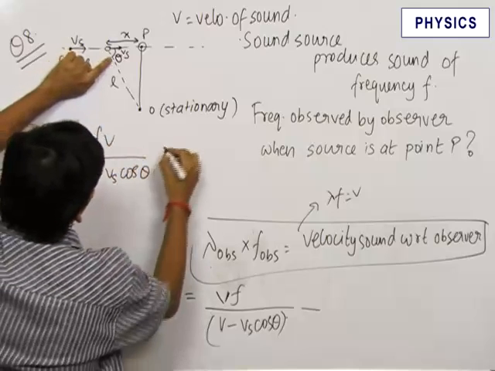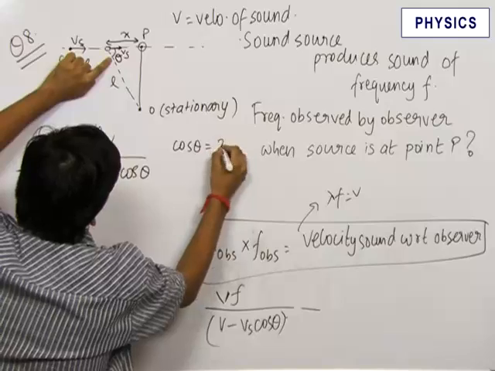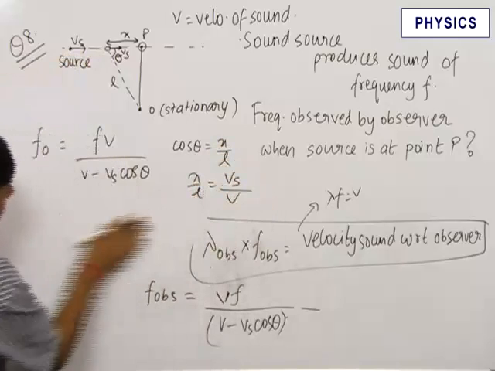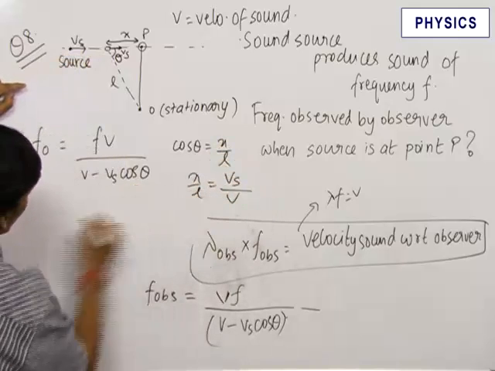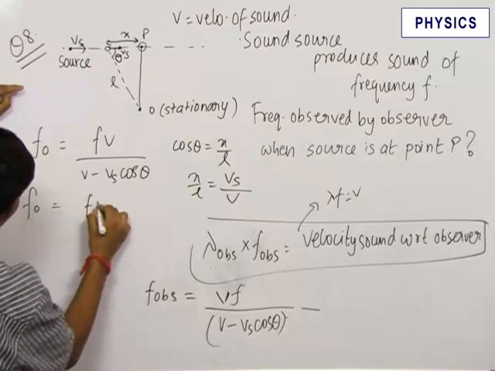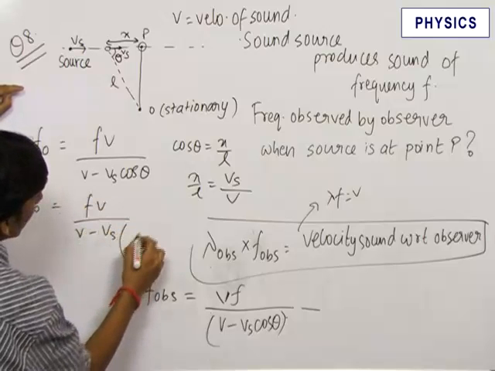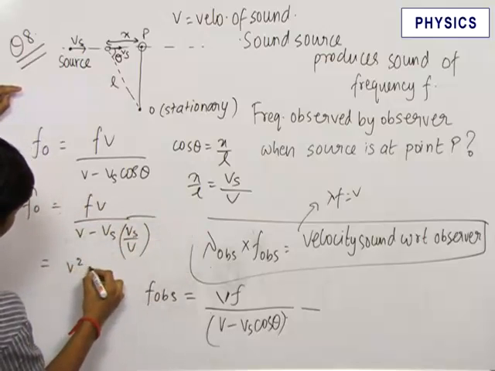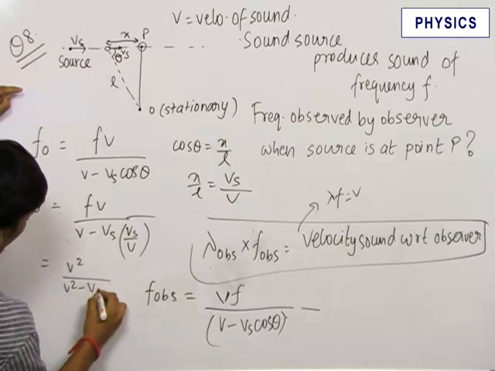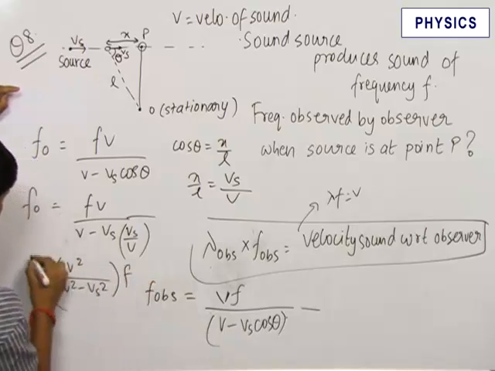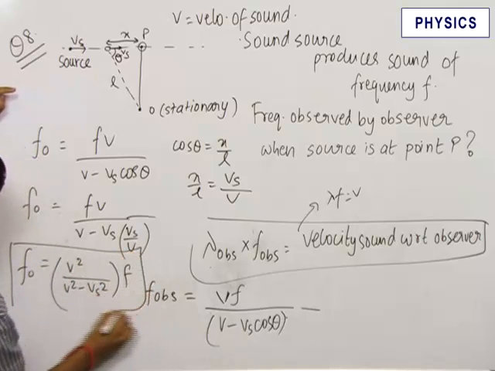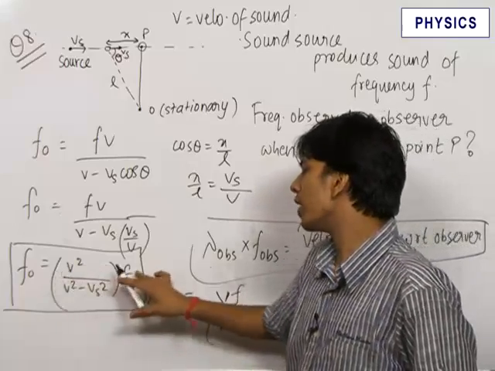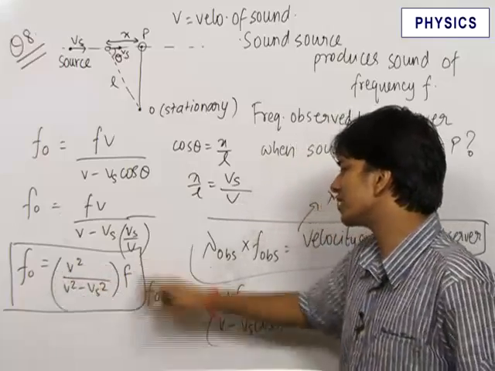Now this cos theta is equal to x upon L. Now this x upon L is equal to Vs upon V as we had found out earlier. Now substituting cos theta is equal to Vs upon V, we get f observed is equal to f into V upon V minus Vs into Vs upon V. Therefore this becomes V square upon V square minus Vs square into f. So our answer for the frequency observed by the observer comes out to be equal to V square into f upon V square minus Vs square, and this is our final answer.